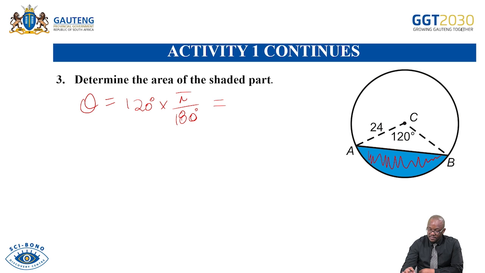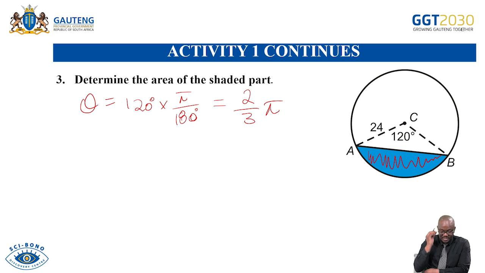120 multiplied by pi over 180. So in radians, you will have 2 over 3 pi. Now remember, the shaded part there, we call it a segment.